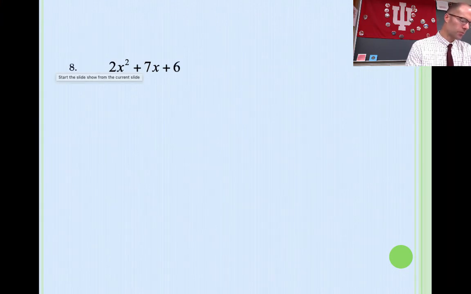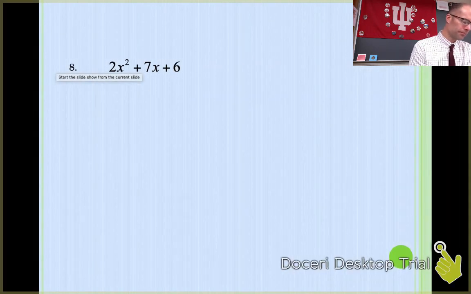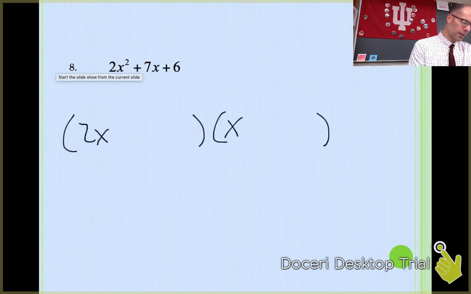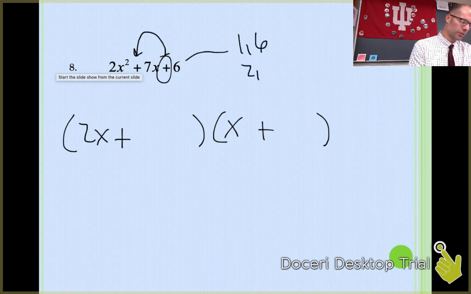All right, take a look at the next one. No GCF this time. A value is 2, so the only way I can get 2 is a 2x and a 1x. All right, C value sign's positive, so both my signs are my B values, so they're both going to be positive. 6, well, you've got 1 and 6, and you got 2 and 3.